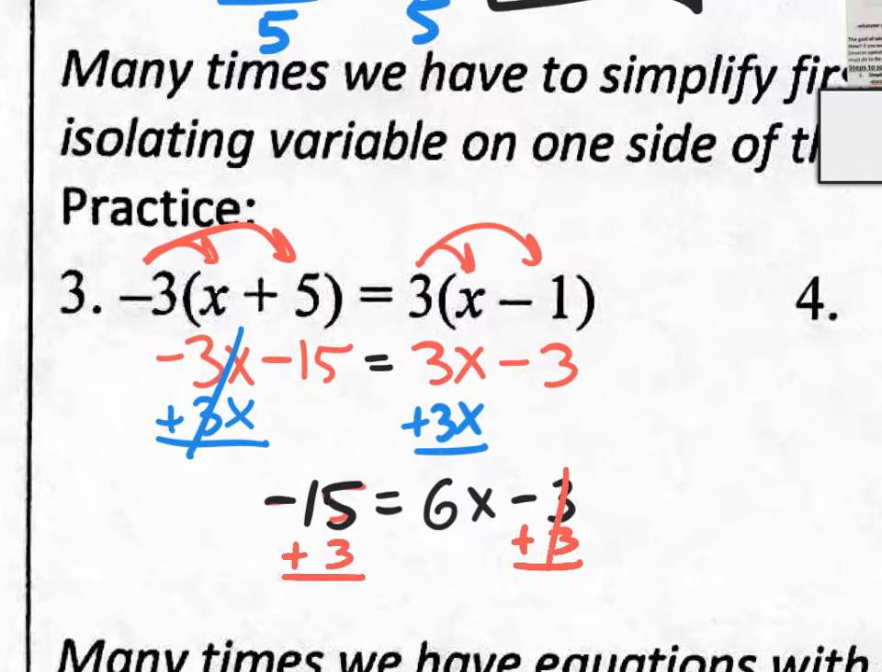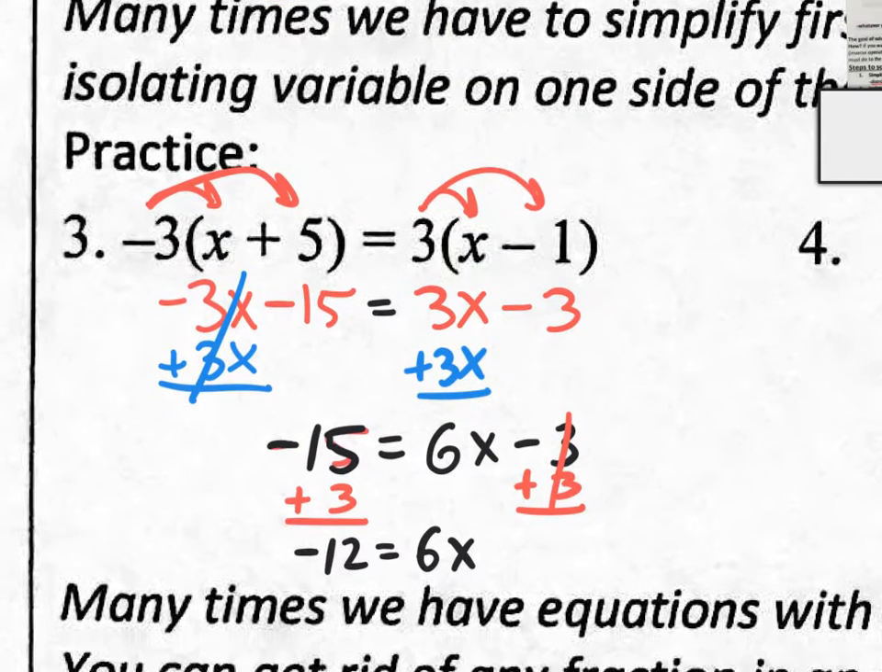Negative 15 plus 3. If you owe somebody 15 and you only have $3, you could pay them, but you're still going to owe them 12. So 12 equals 6x. Final step here will be to divide both sides by 6. I'm sorry, I'm running out of space here. Divide by 6, divided by 6.